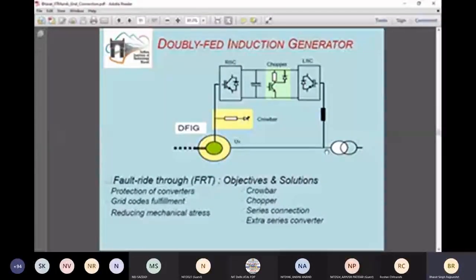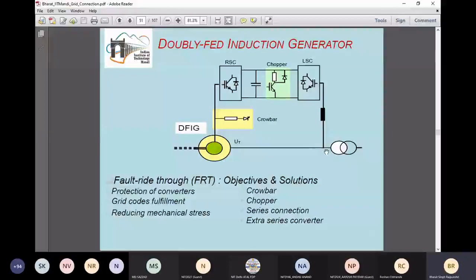The next solution provided is that if the chopper is also not able to provide the capability of fault ride through, then the crowbar will come into the picture. What is that crowbar? Crowbar is also a set of resistances, but controllable by using semiconductor switches. So once the chopper has started working and still the fault is not able to ride through, then the crowbar will come into the picture.